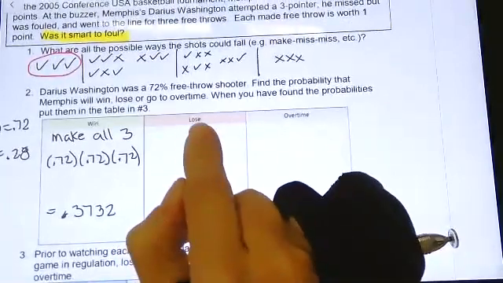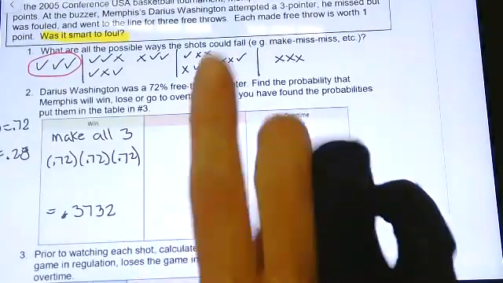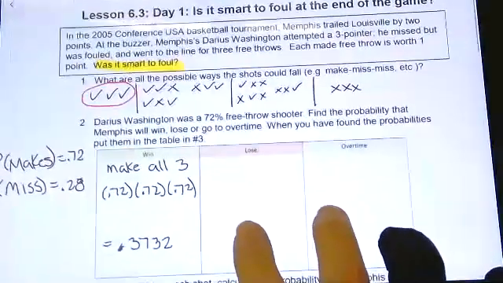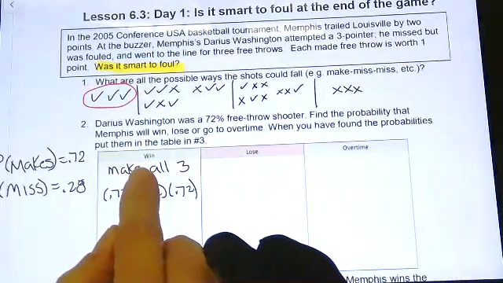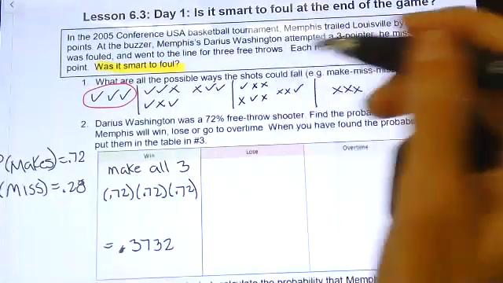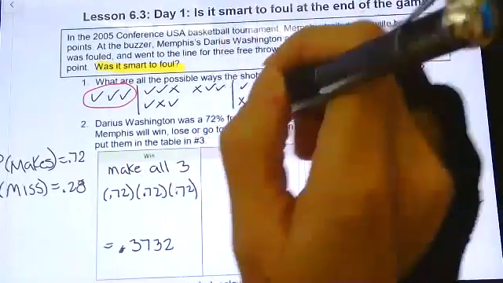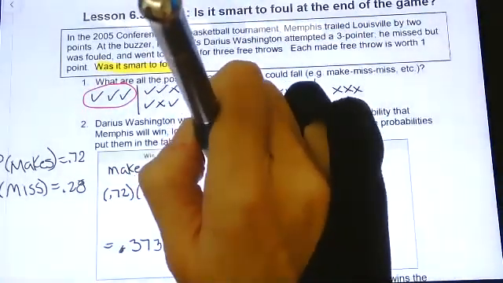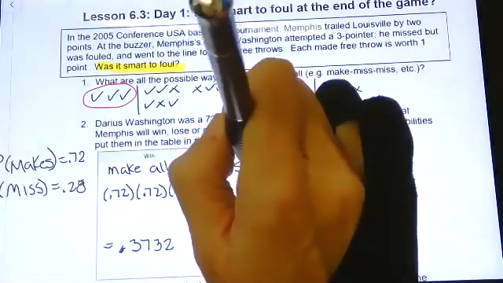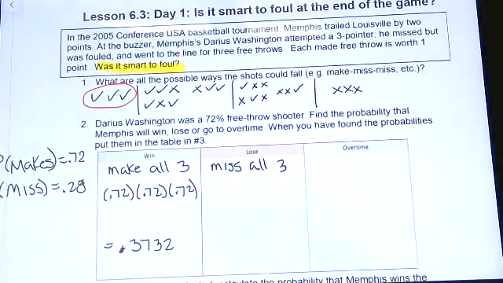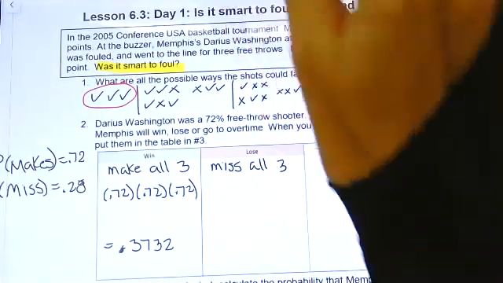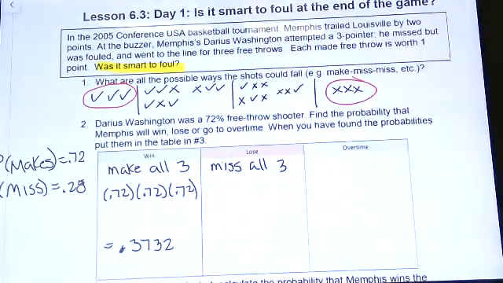Okay. To lose the game, they have to make less than all 3. So in other words, one option is they will lose the game if they miss all 3. Okay, if he misses all 3, they lose the game. So that's one possibility, is basically this one over here. If that happens, they will lose the game.